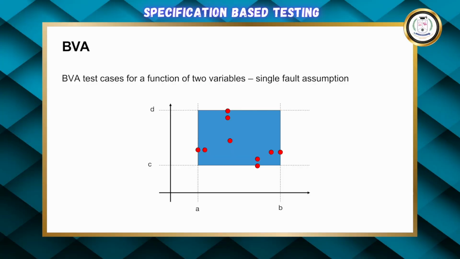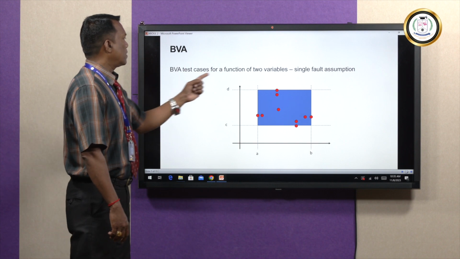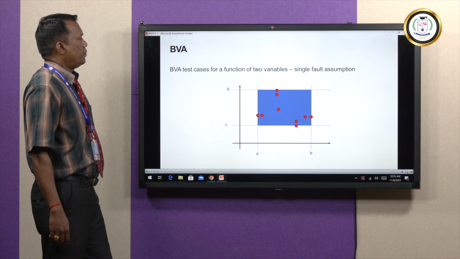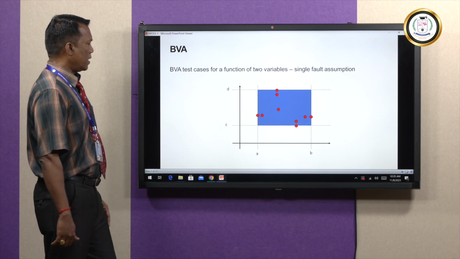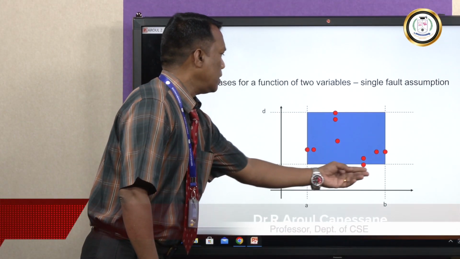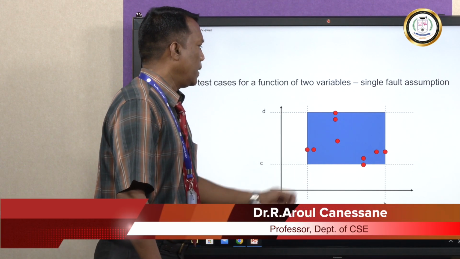How are we going to provide the input for boundary value analysis? A BVA test case is a function of 2 variables, with the single fault assumption. As I already told, if one value is at the minimum, for example I take c as a minimum, c and a are going to be the minimum.